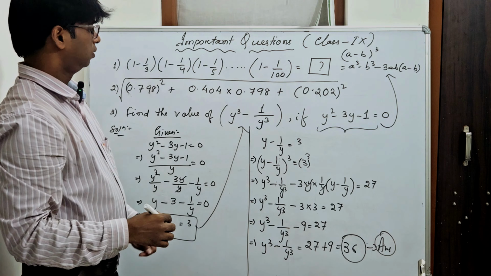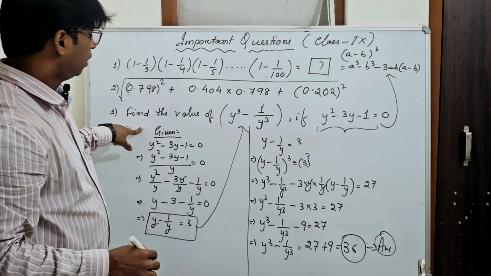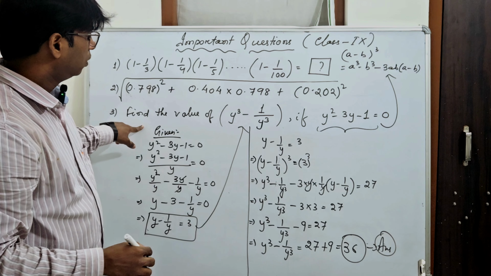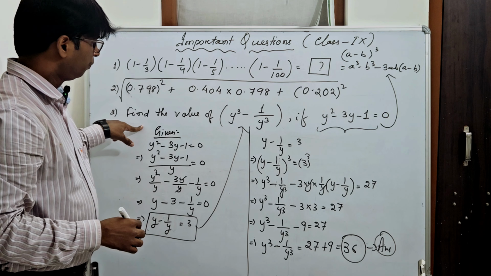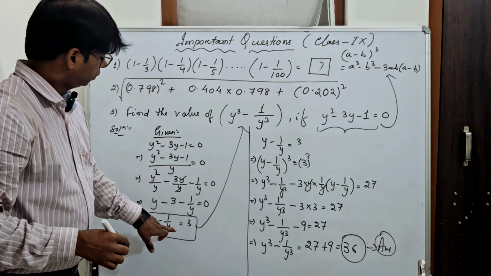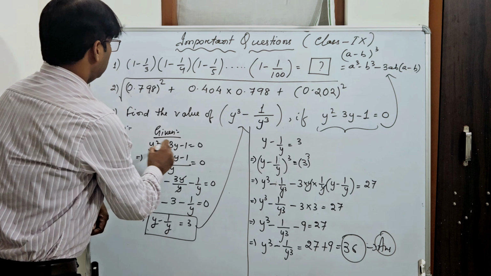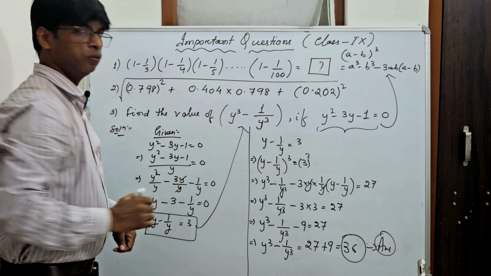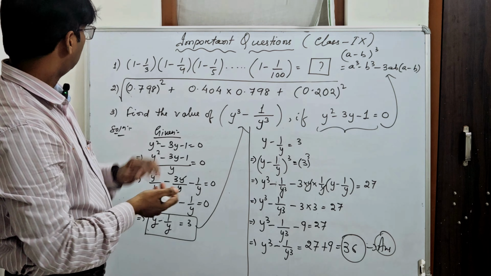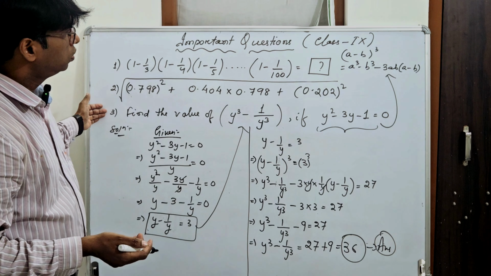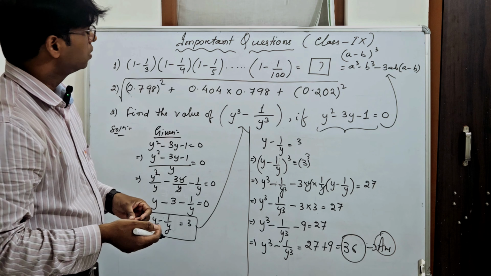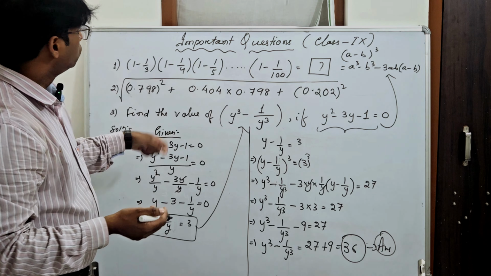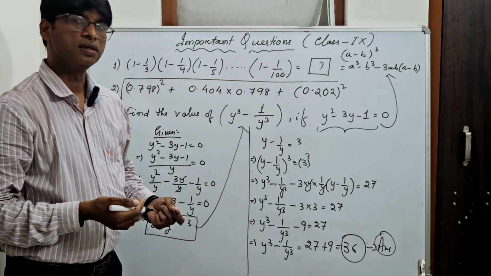I hope this answer is understood by you all, and I think this is an important question for you all, because of the way I got the relation between y² − 3y − 1 and y³ − 1/y³. Hope you liked all the 3 questions and you got to know how to use the identities and somewhere use the tricks to get the answers.